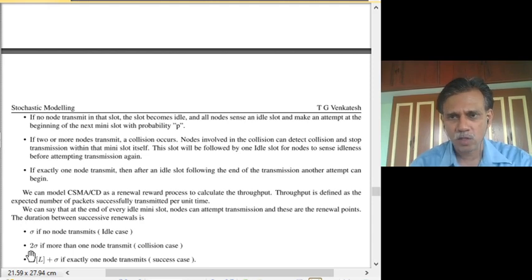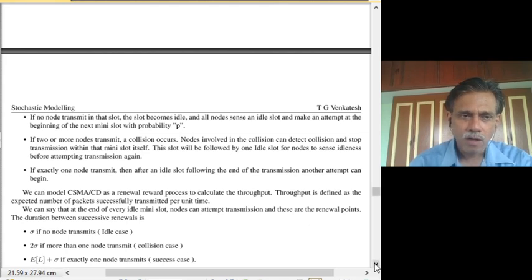Or if two or more nodes transmit, it will take 2 mini slots for another chance for another attempt. One mini slot of duration sigma to detect collision and then stop the transmission. One more mini slot of duration sigma to let the channel become idle for nodes to make any attempt at the end of it. So in case of collision, it will be 2 sigma. In case of a success, it will be E of L plus sigma, because E of L is the expected number of mini slots it takes for a transmission to get over, plus 1 mini slot to make the channel idle for the next attempt to begin.